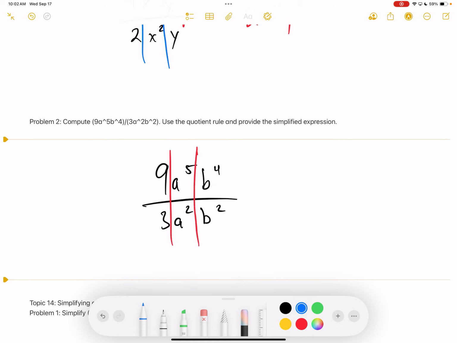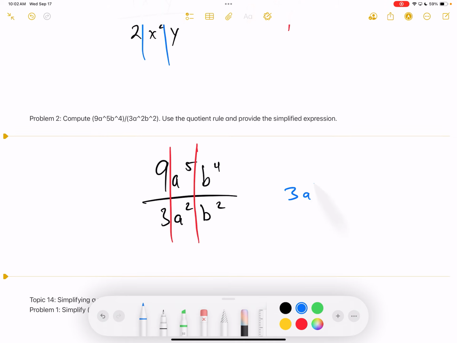Same problem here. 9 divided by 3 is 3. 5 A's on top, 2 on the bottom, so I have 3 extra on top. My B's, 4 on top, 2 on the bottom, so I got 2 extra on top.